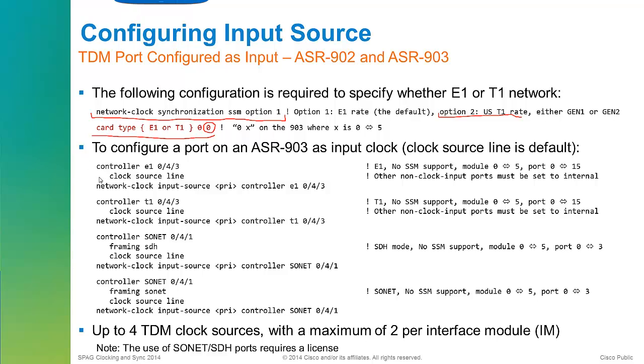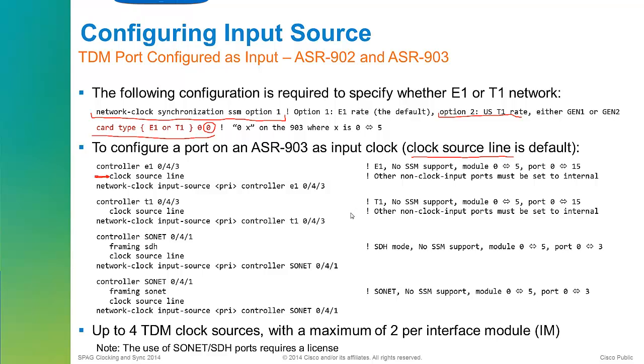As I said, on the 901, this CLI does not exist. You need to use the input source command. But normally for TDM ports, what you need to do is define a TDM as an input clock. You do clock source line, and this means take the frequency from the line rather than the internal oscillator.